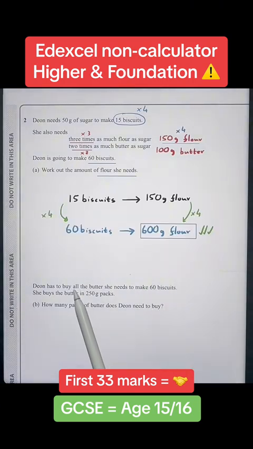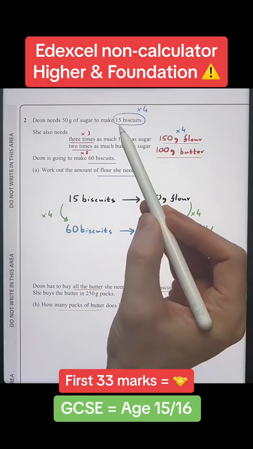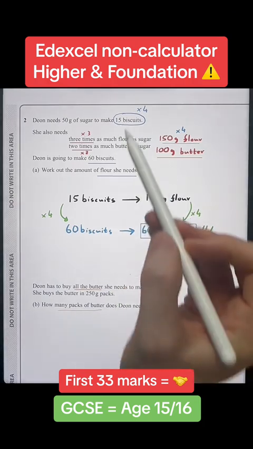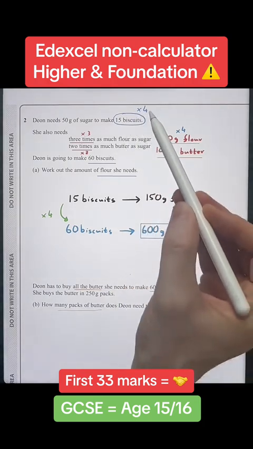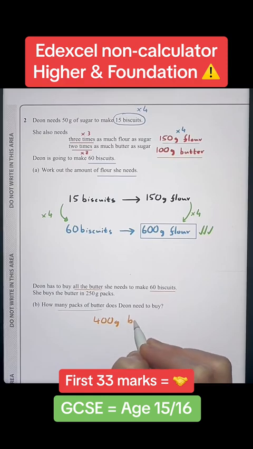Dion has to buy all the butter she needs to make 60 biscuits. She buys the butter in 250 gram packs. How many packs of butter does Dion need to buy? Well, for butter, we know she needs 100 grams of butter to make 15 biscuits. As she's making 60, again, we have to times that by 4. So 100 times 4. So she needs 400 grams of butter to make the 60 biscuits.